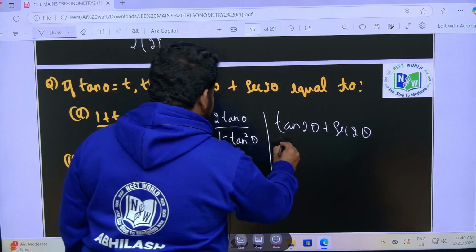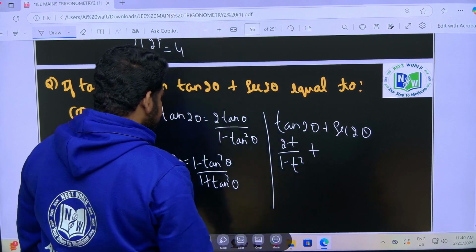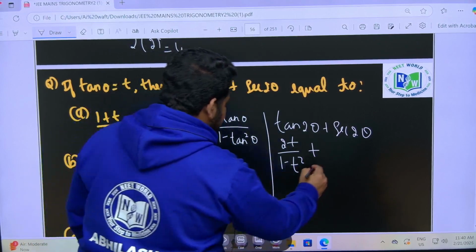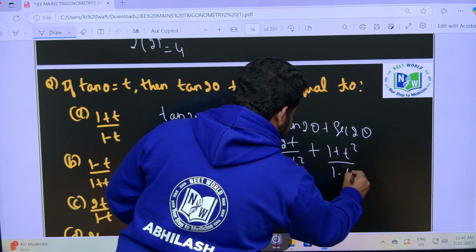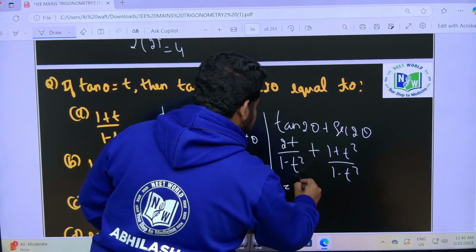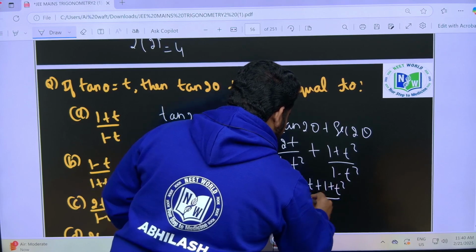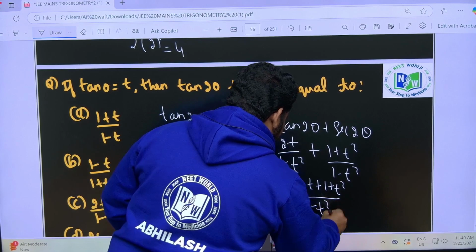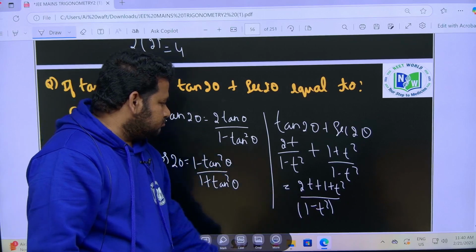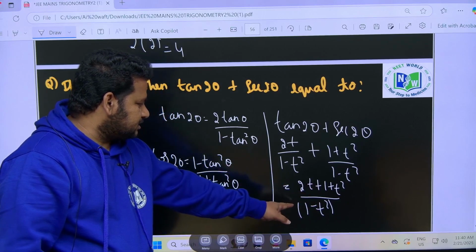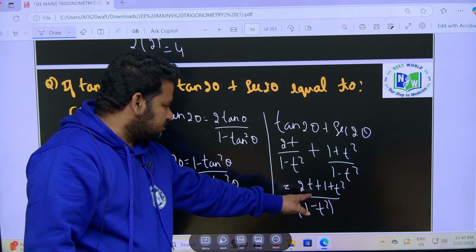So this will be 2t by 1 minus t square plus secant 2 theta. If it is the inverse of this, it will be 1 plus t square by 1 minus t square. So this will be 2t plus 1 plus t square, over 1 minus t square. So this is nothing but equal to 1 minus t square, right?